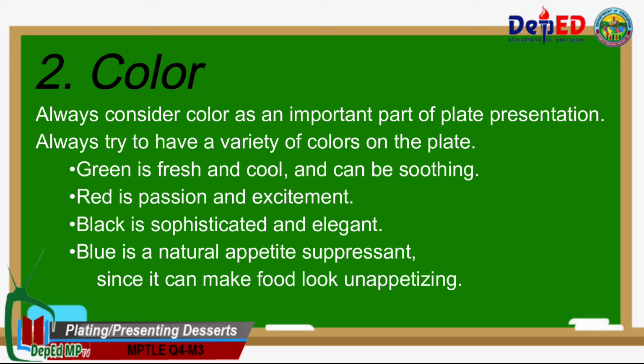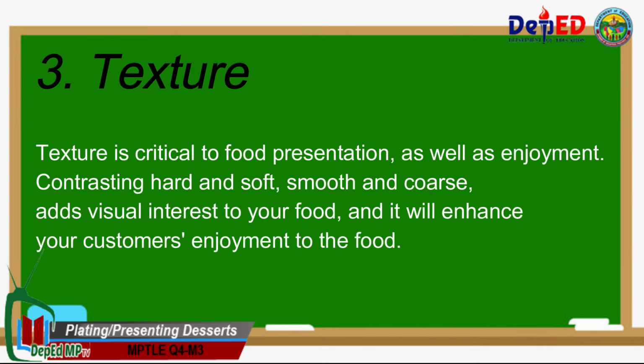Black is sophisticated and elegant. Blue is a natural appetite suppressant since it can make food look unappetizing. Number 3. Texture. Texture is critical to food presentation as well as enjoyment.